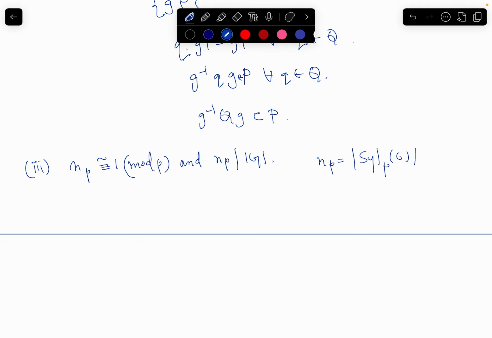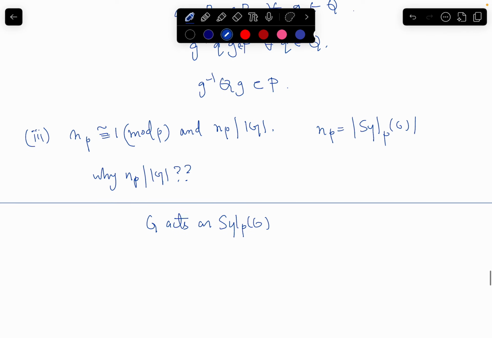To understand why n_P divides the order of the group, this is because there is an action of G on the set of all Sylow P subgroups, and the action is via conjugation. So g acts on P as gPg inverse. In fact, conjugates belong to the set of Sylow subgroups because their size remains the same as the size of the group P.